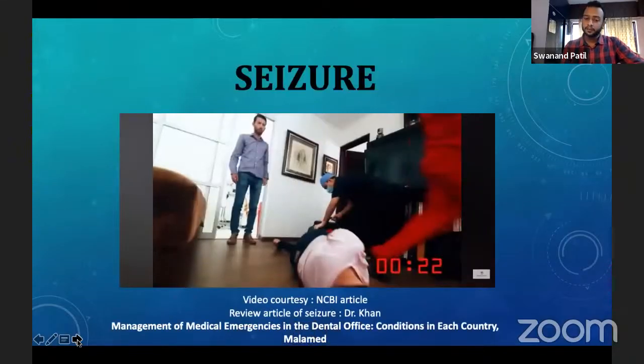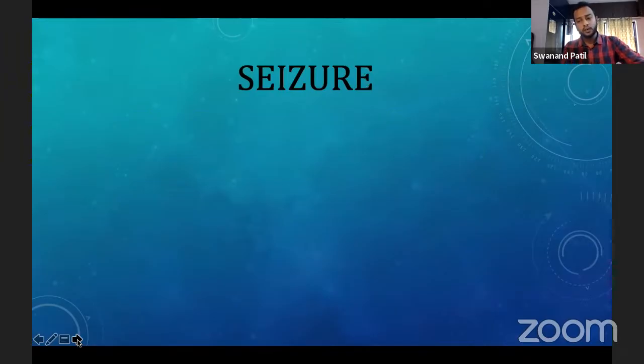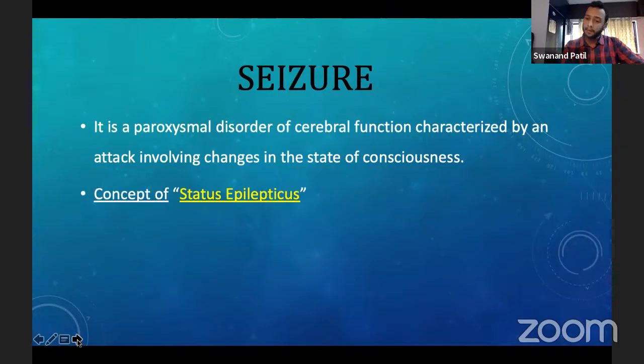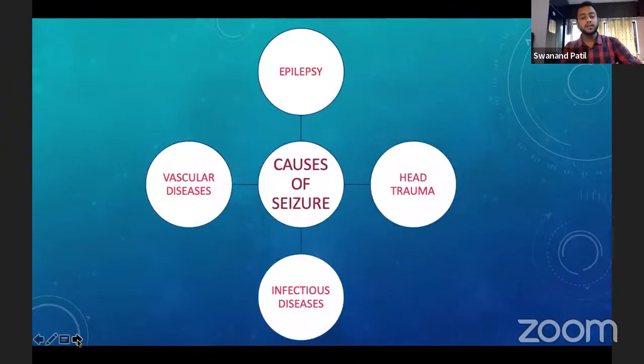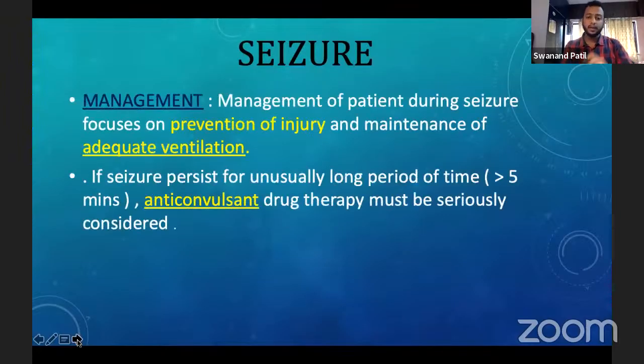The next is seizure. As you can see in the video, the doctor is trying to safeguard the patient who is in an epileptic seizure attack from all the sharp objects present in the dental clinic. So seizure is a disorder of cerebral dysfunction characterized by attack involving state of consciousness. Status epilepticus is the clinical symptom to which we refer as the seizure attack. Causes include epilepsy, head trauma, infectious and vascular diseases. Management includes adequate ventilation. Usually seizure attacks are self-controlled, but if they're not, use of midazolam and diazepam.